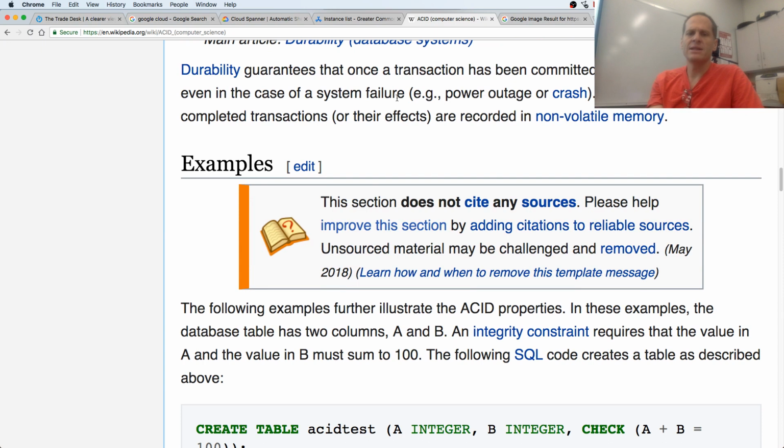Durability guarantees that once a transaction has been committed, it will remain committed even in the case of system failure, power outage, or crash. This usually means that completed transactions are recorded in non-volatile memory. What is non-volatile memory? What is volatility when we talk about storage and memory? RAM is volatile. Whatever's stored in RAM, you turn your computer off, it is gone. It needs power to remember. Solid state drives, hard disk drives, tape drives, flash drives, that's all non-volatile. Power goes off, the data's still there.